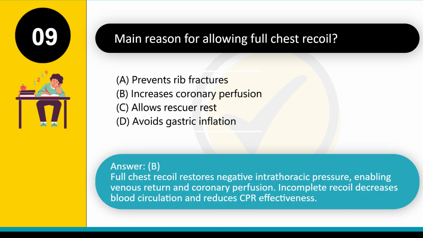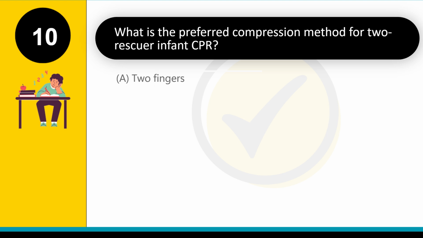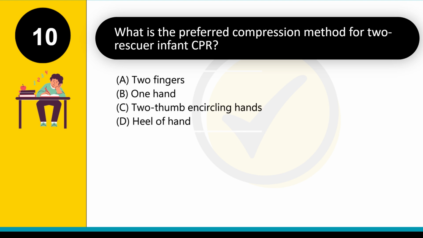Full chest recoil restores negative intrathoracic pressure, enabling venous return and coronary perfusion. Incomplete recoil decreases blood circulation and reduces CPR effectiveness. What is the preferred compression method for two-rescuer infant CPR? A. 2 fingers. B. 1 hand. C. 2 thumb encircling hands. D. Heel of hand. Answer, C.